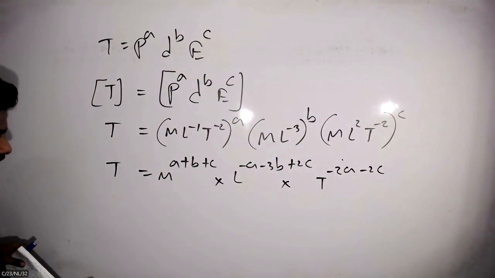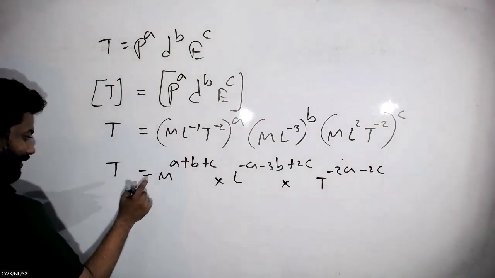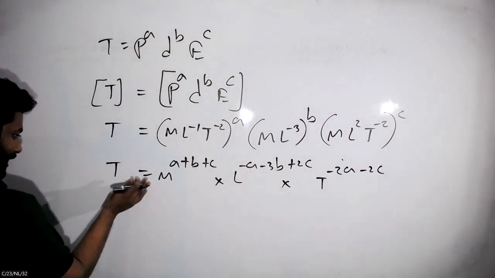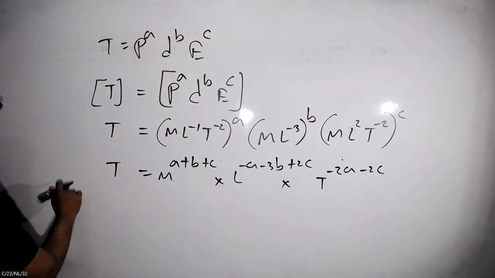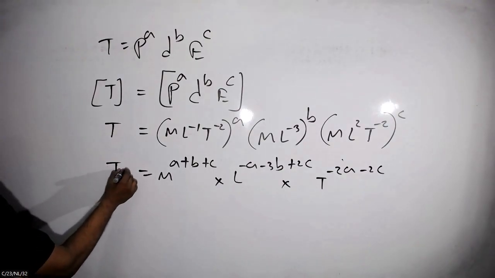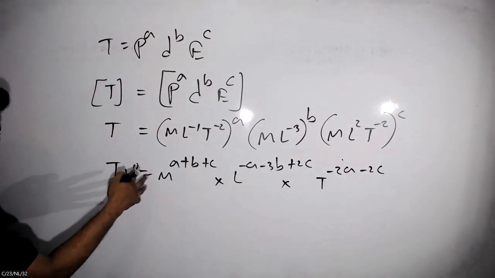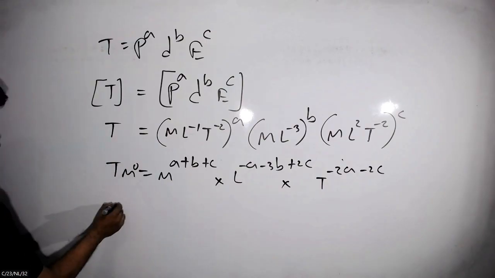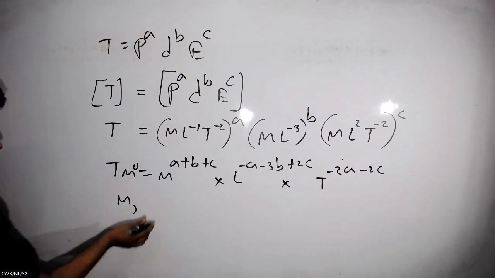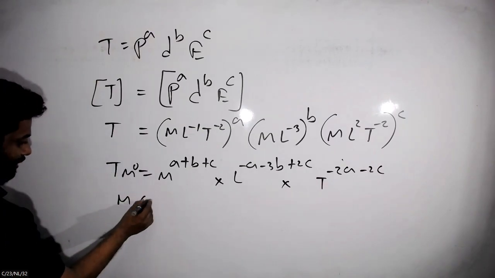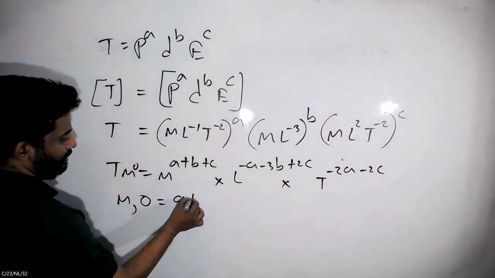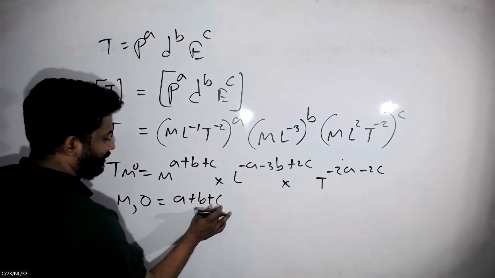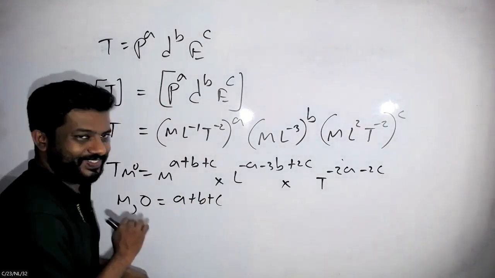You can obtain the answer by considering the dimensions of M. At the left side of the equation, the dimension of capital M is 0. You can write an expression for the dimension of capital M: 0 is equal to A plus B plus C. It should be equal to 0.